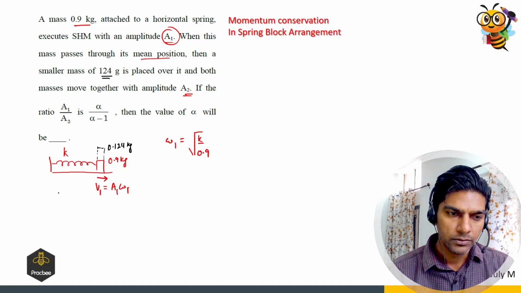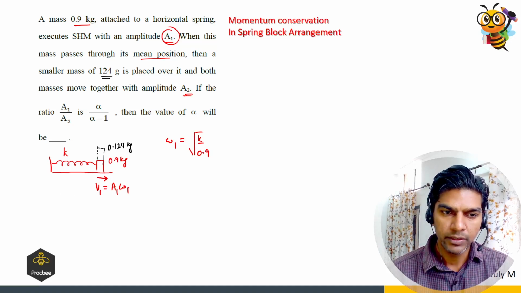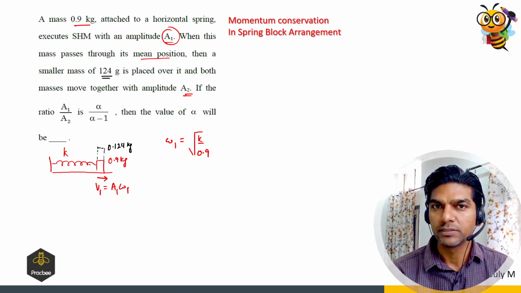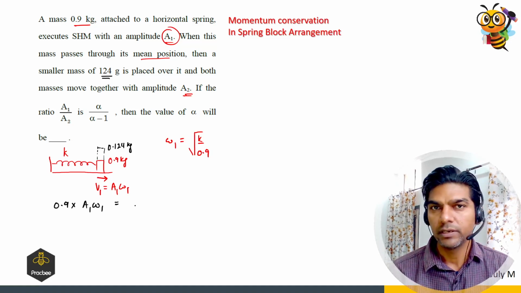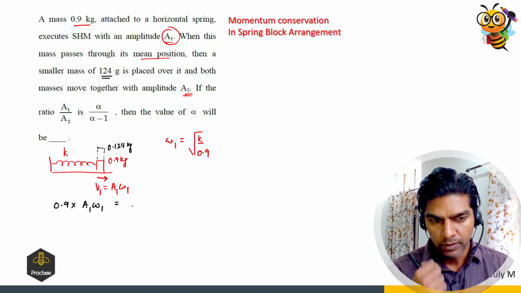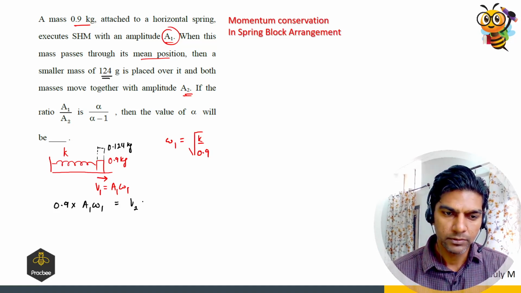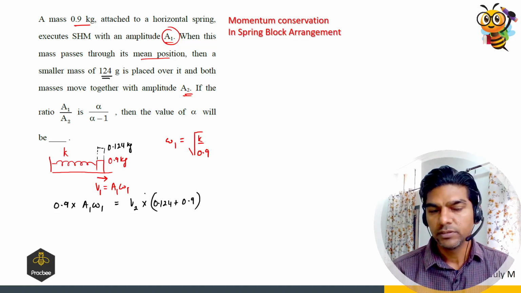Let us see. If you conserve linear momentum, what is the momentum just before placing the block? It will be 0.9 times the velocity, which is A1 omega 1. And after that, let the velocity become V2. So V2 times the total mass, which is 0.124 plus 0.9. And what is this V2?